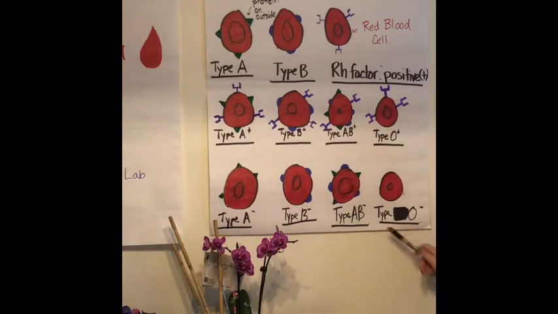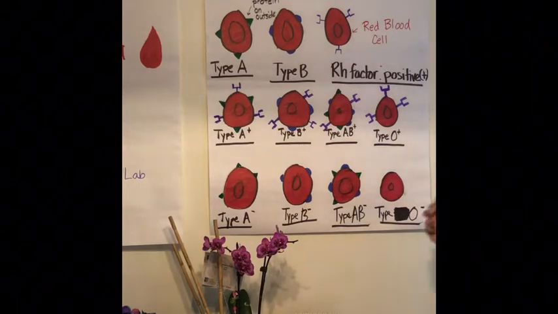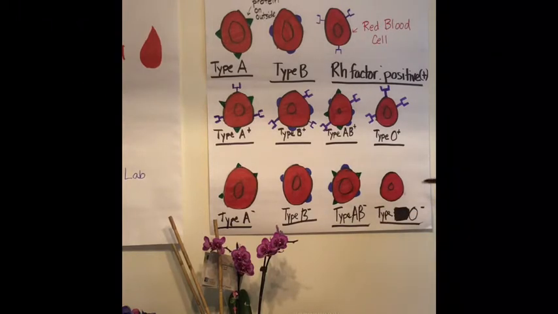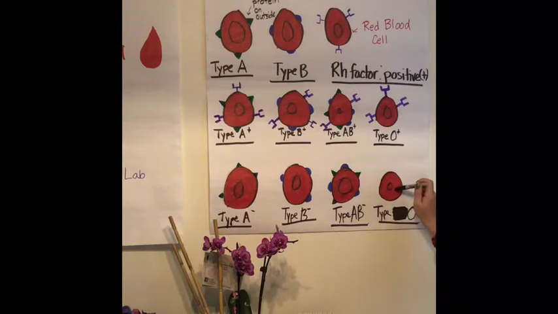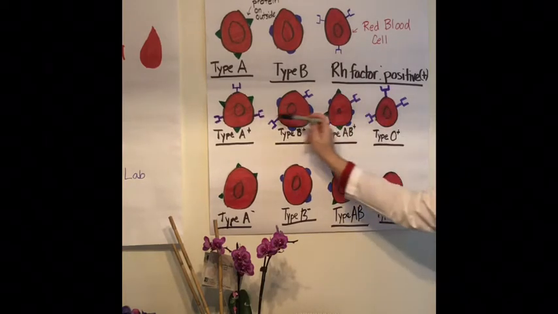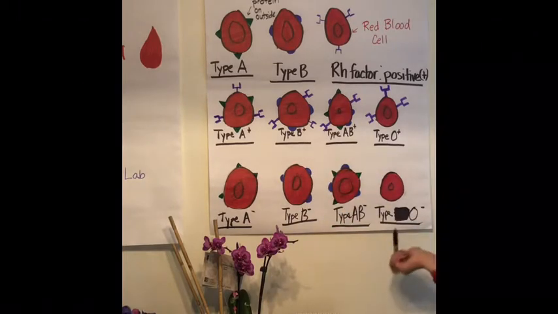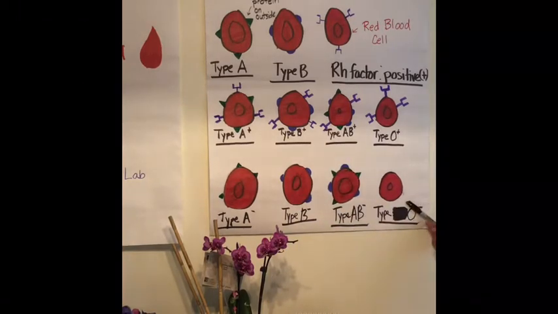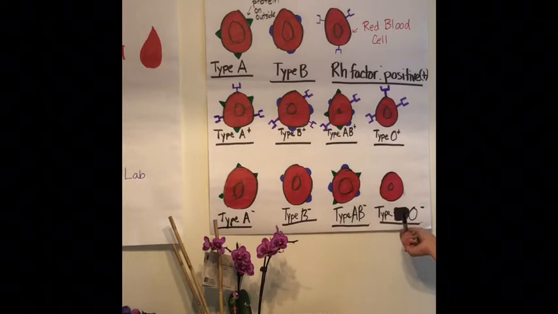Know that O negative blood is a universal donor. So when we talk about what we're going to do with this, we want to make sure that we have nothing on the outside, because then it can help all of the other ones. If we don't know somebody's blood type, we can use O negative without having a problem.